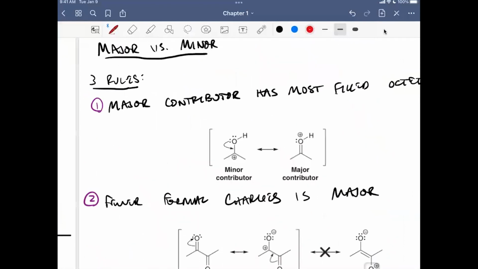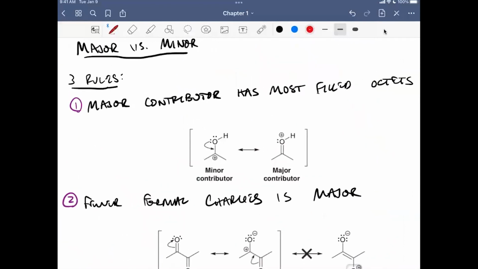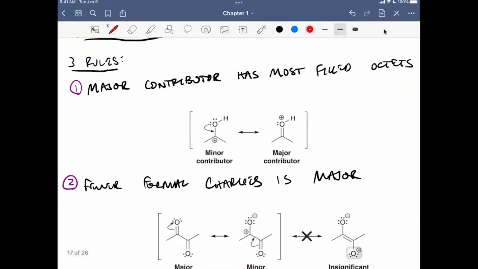Let's get into major and minor contributors. There are 3 very big rules for what makes a major contributor versus a minor contributor. The first one is that the major contributor has most of the filled octets. So in the example here, this would be the major contributor because our oxygen right here, or I'm sorry, that's the carbon.